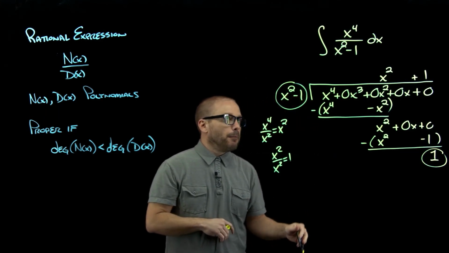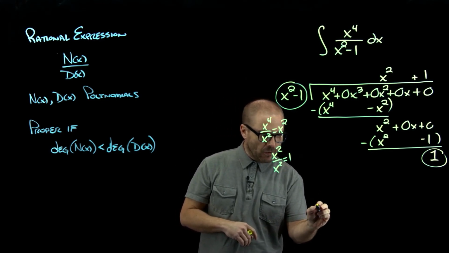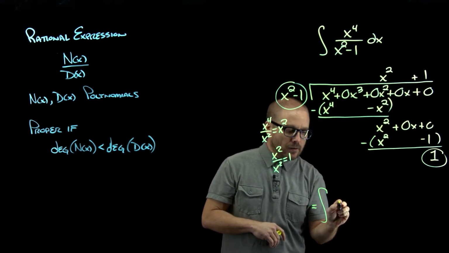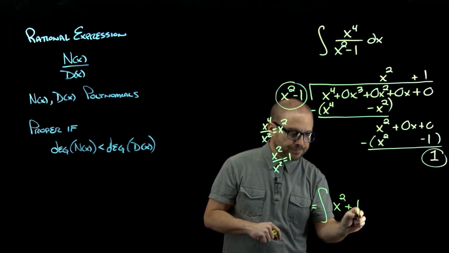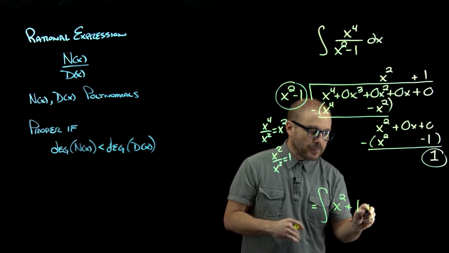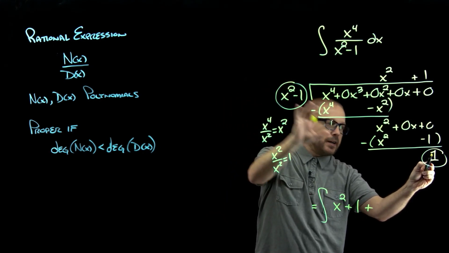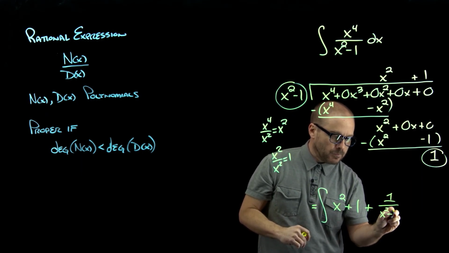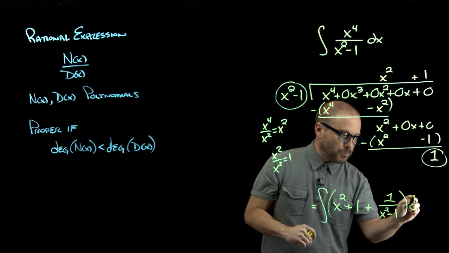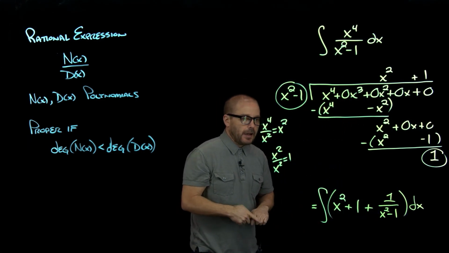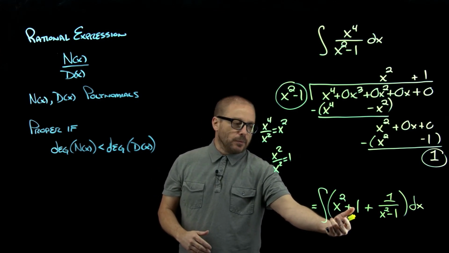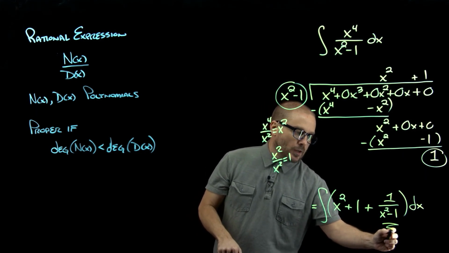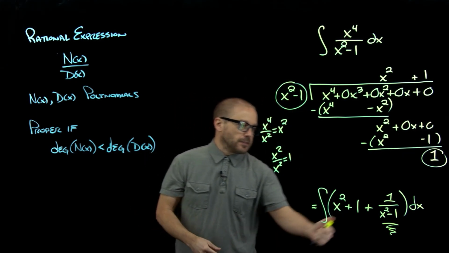So at this point, our integral, when we divided, we got x squared plus 1. And then plus the leftover part, which was us trying to divide x squared minus 1 into 1. And now this stuff is just a polynomial, so we're just doing power rule on that. And then the partial fractions is just on that one little piece there, and that's now proper, right?